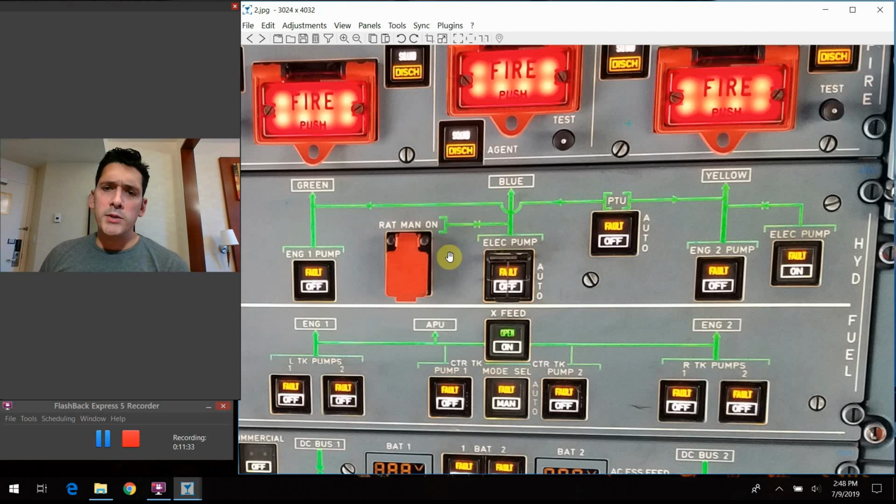But just to hit these one by one, the first one we'll talk about is the fault light in the PTU switch here. What exactly does that mean? That could mean either an over temp in the hydraulic fluid reservoir, or low air pressure in the hydraulic reservoir. And to add on a little bit on top, we actually use engine bleed air to maintain some sort of head pressure in the hydraulic reservoir that keeps that fluid constantly under pressure.